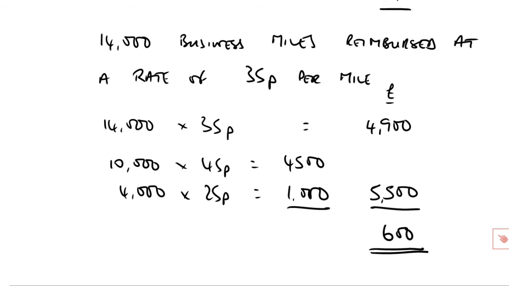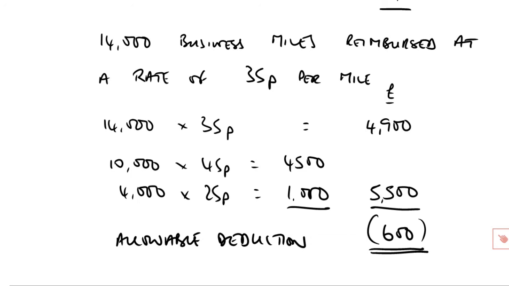You should have been reimbursed £5,500. Your employer has only reimbursed you £4,900. Therefore, that difference of £600 would be an allowable deduction against your employment income assessment. You therefore could deduct £600 in deriving your employment income assessment.